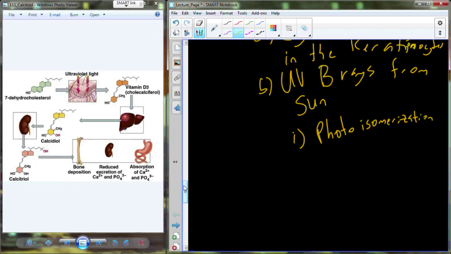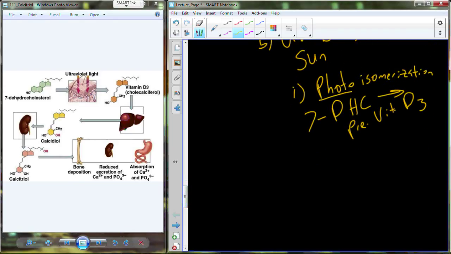So we've already hit on isomers, so we're going to basically redistribute the chemical bonds. We're not going to change the chemical makeup, but we're going to redistribute the bonds to generate an isomer or a new chemical. So this photoisomerization reaction is going to take 7-dehydrocholesterol, I'm just going to abbreviate that DHC, 7-DHC, and convert it into pre-vitamin D3. Okay? So these are isomers, same chemical makeup, different chemical structure. And that's directly from the light.